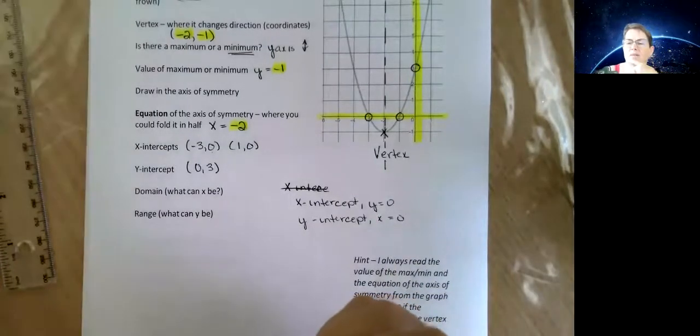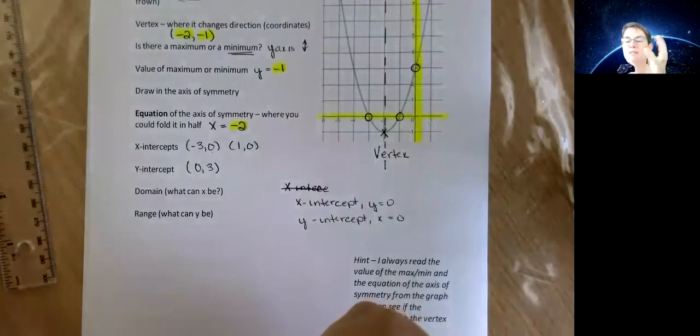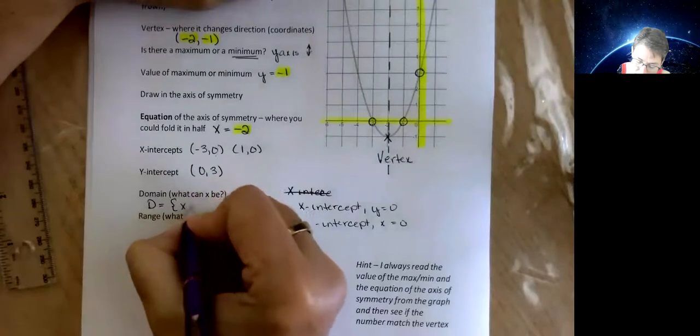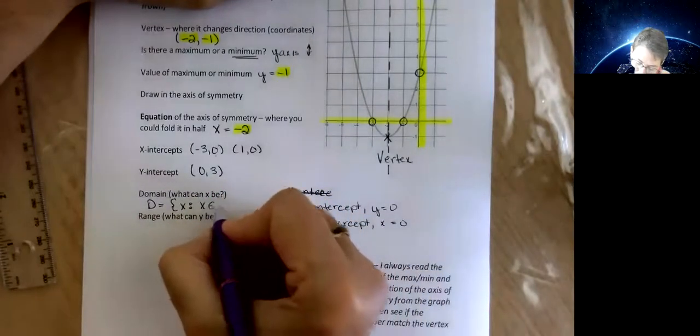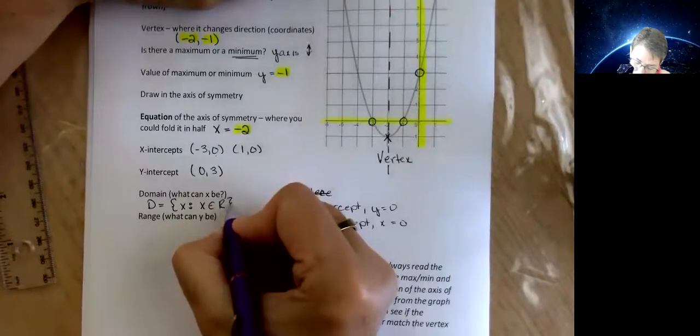And in math, what do we use to represent any number? Which one of our number systems? Natural, whole, integer, rational, irrational, real, represents any number you can think of. Exactly, real. So the domain is equal to the set of all x such that x is an element of real numbers.